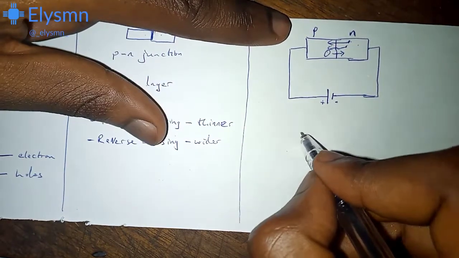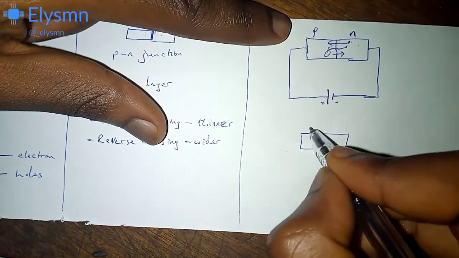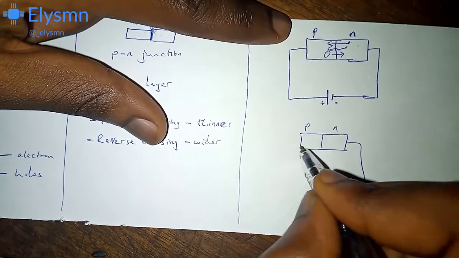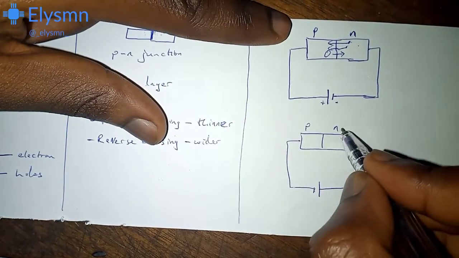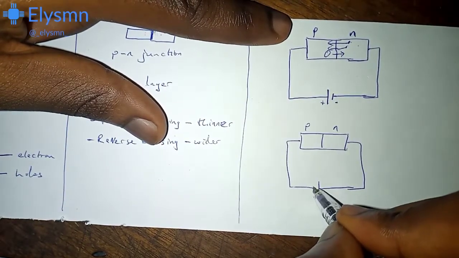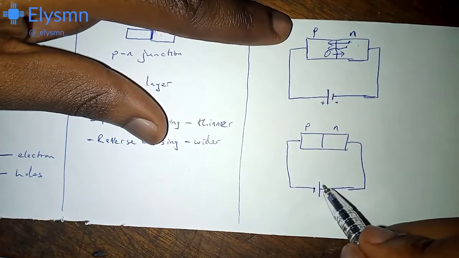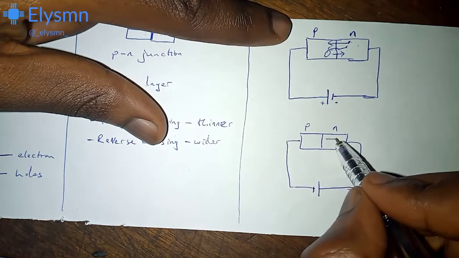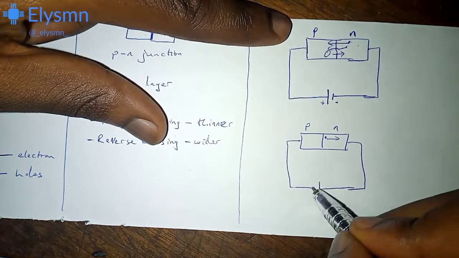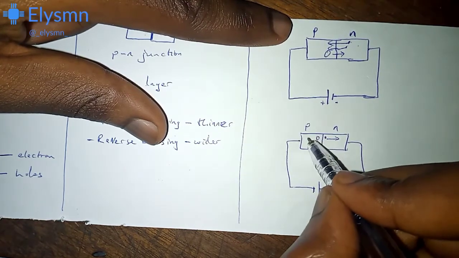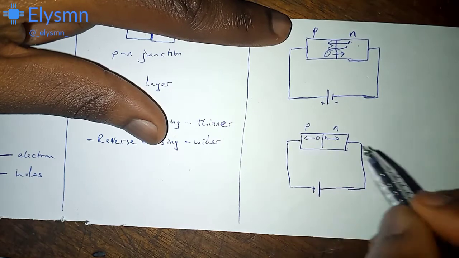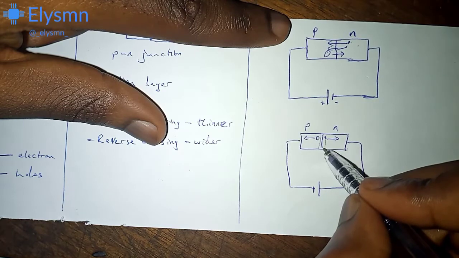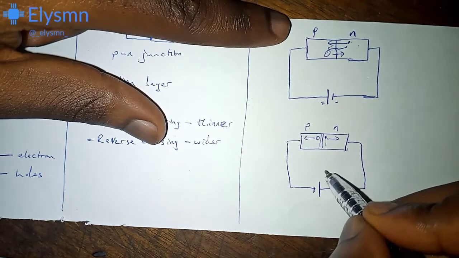But when you connect it the other way around, with the positive facing the N and the negative facing the P, the positive attracts the electrons in the N-type semiconductor here, and negative attracts the holes in the p-type semiconductor here, causing the depletion layer to get wider, preventing conduction.